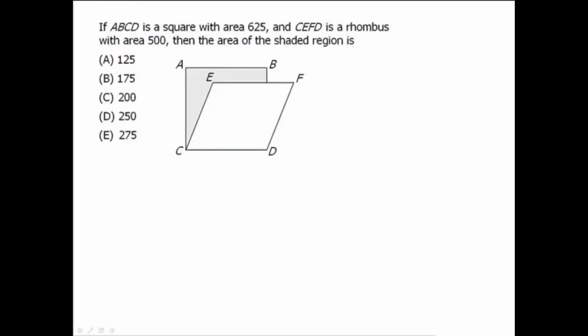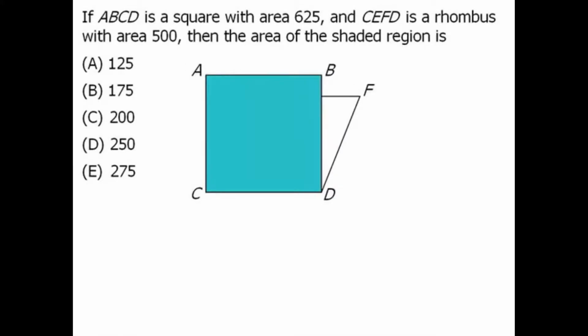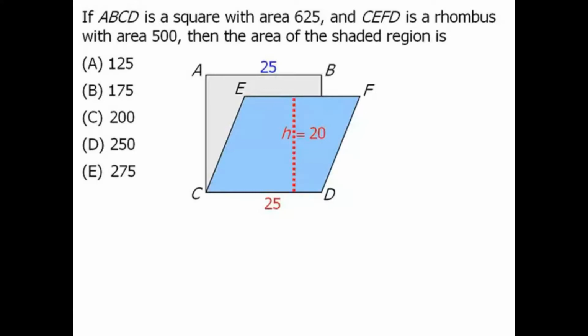All right, let's begin with the information we have about our square. We know that the square ABCD has area 625. So from here, we know that each side of our square must have length 25. Let's label 2 of those sides. Now on to the rhombus. We know that the rhombus has area 500. We also know that the area of any rhombus is equal to the base, which in this case is 25, times the height. Well, from here we know that the height must equal 20, since 25 times 20 equals 500.